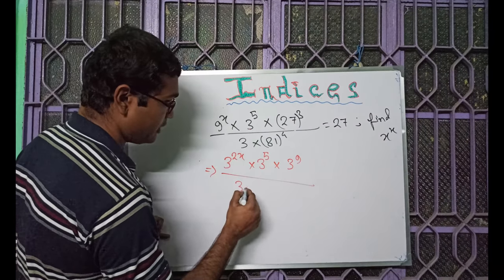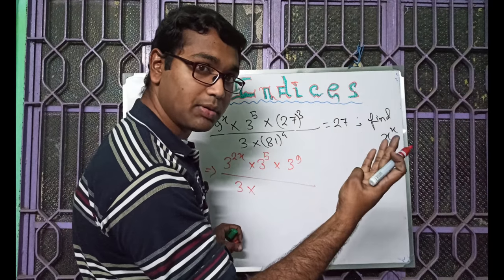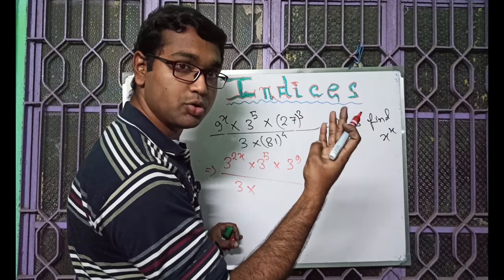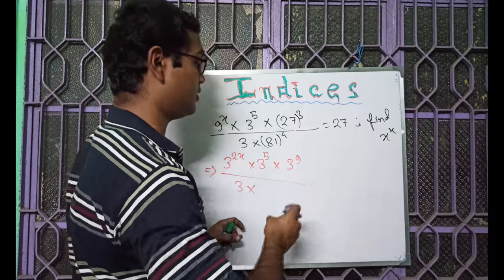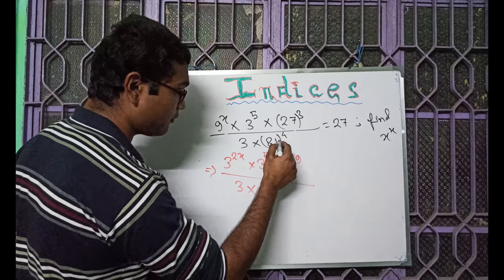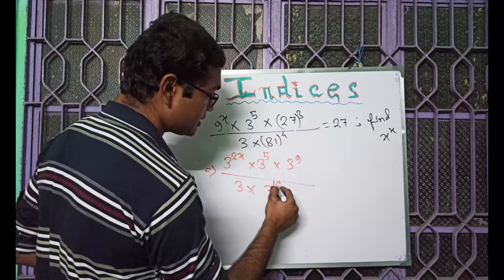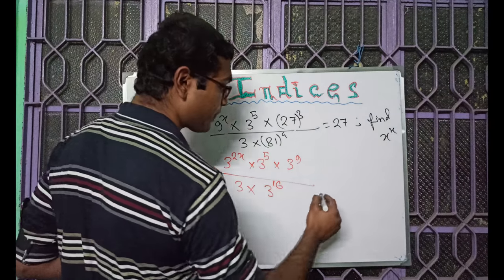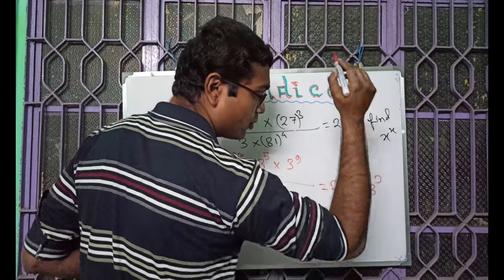Then here, 3 into 81 is 3 to the power 1, 3; 3 to the power 2, 9; 3 to the power 3, 27; 3 to the power 4, 81. So this is 3 to the power 4, and 3 to the power 4 to the power 4, so this one is 16. Right? Then here it is 27, which is equal to 3 cubed.